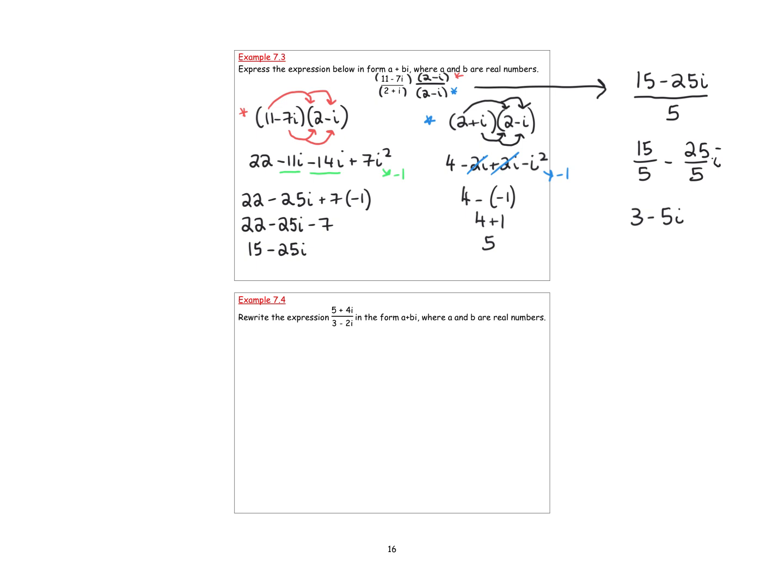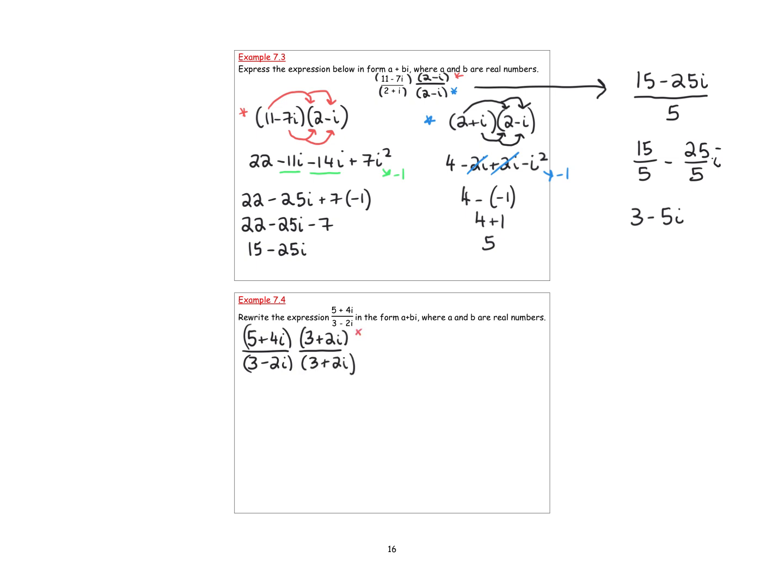Finally, example 7.4, it says rewrite the expression 5 plus 4i over 3 minus 2i in the form a plus bi, where a and b are real numbers. Again, I'm going to rewrite my fraction here, 5 plus 4i over 3 minus 2i. To simplify this, and to write it in the form a plus bi, I multiply the numerator and denominator by the denominator's conjugate, which is 3 plus 2i.